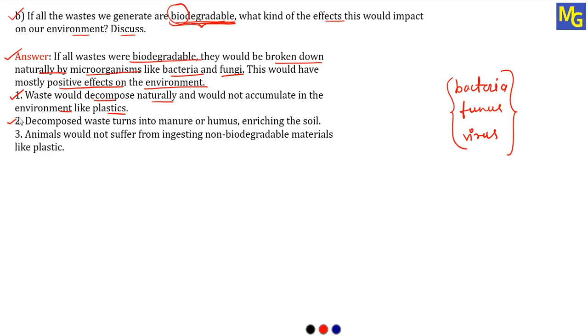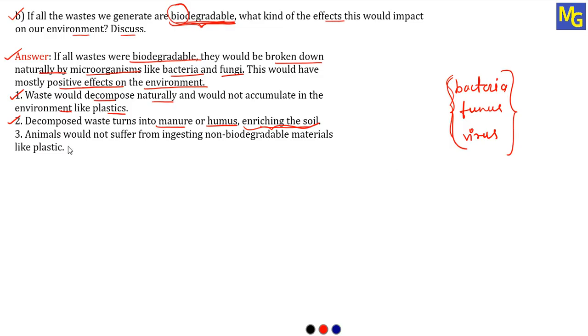Second, decomposed waste turns into manure or humus, enriching the soil. So whatever waste is decomposed by bacteria, fungus, etc., will all be converted into manure and humus. And if all waste is biodegradable, then imagine the soil. Soil will be enriched a lot. The soil fertility will increase. That is the positive effect.